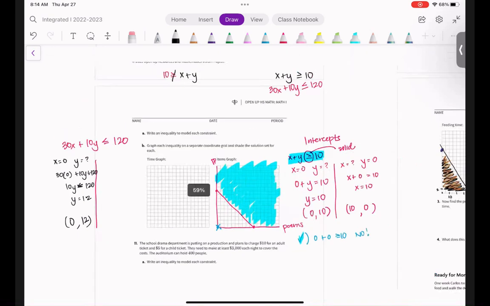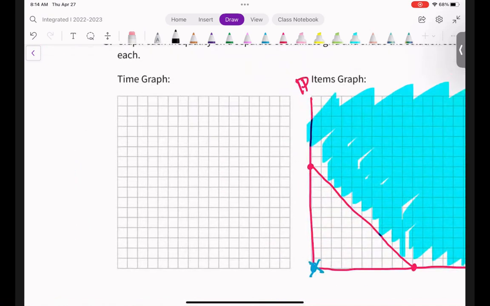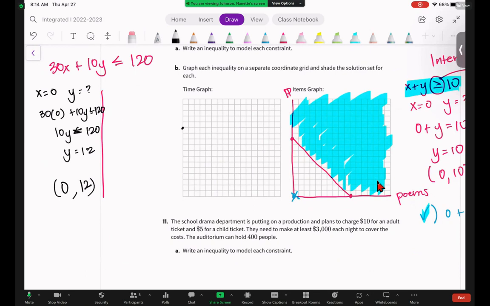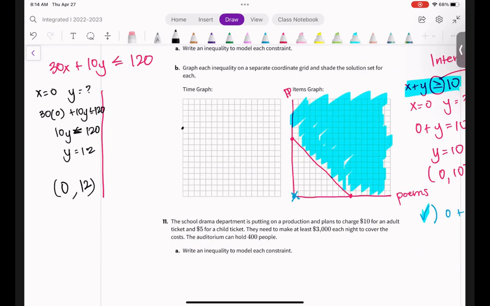Does that make sense? So let me bring this in. So 2, 4, 6, 8, 10, 12. I think I did that right. Yeah, that looks right. So there's one of my points. Does that make sense? What questions do you have?